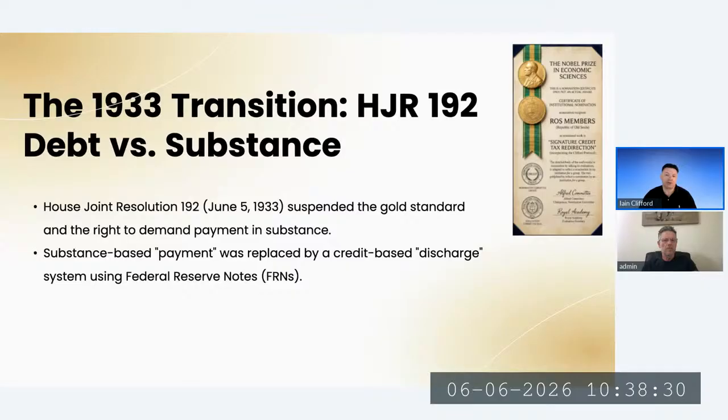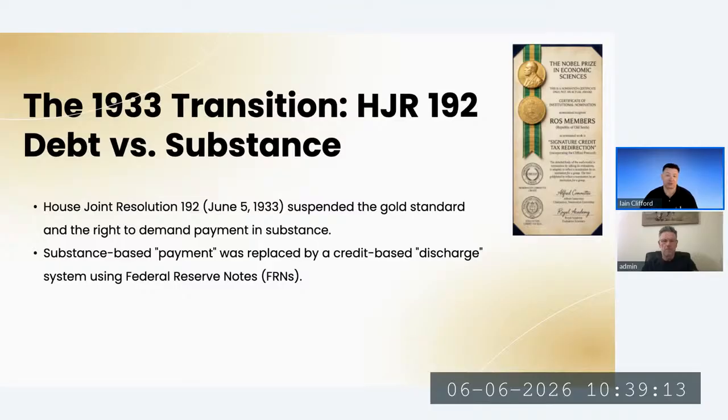So 1933 is a very, very pivotal year. House Joint Resolution 192. We go from money of substance to money of account. We go from gold-backed currency to human energy-backed currency. We go from a system where you can actually pay for goods and services to a system where you can only discharge. You can only issue new promises to pay. You can't actually pay anything in the current monetary system. You can only discharge. And every time you discharge, you're increasing world debt. You do this by signature credit.